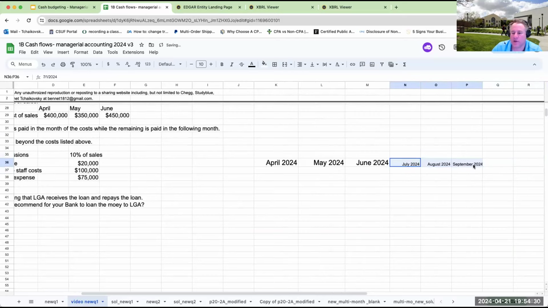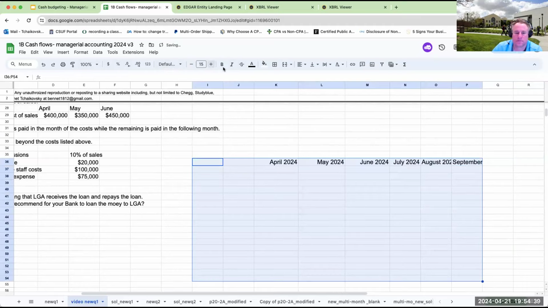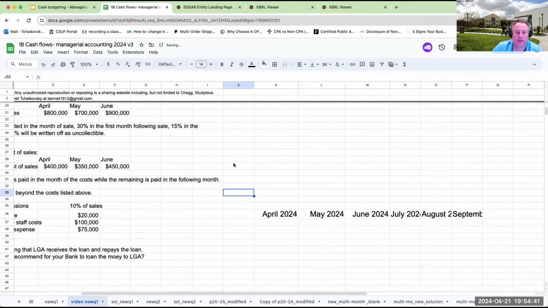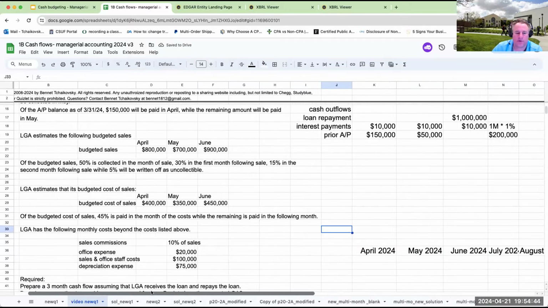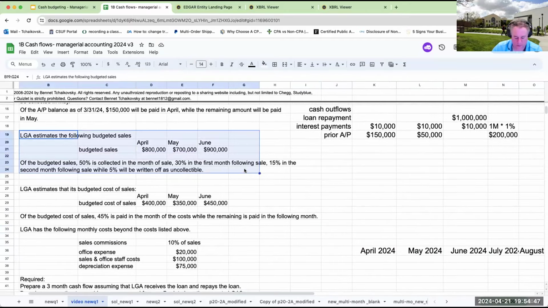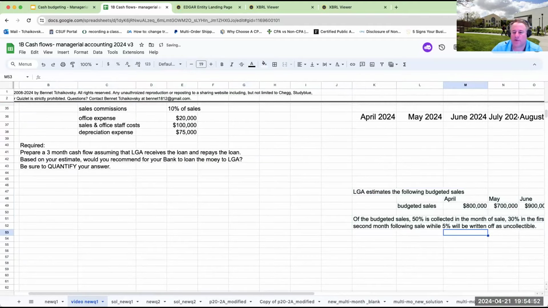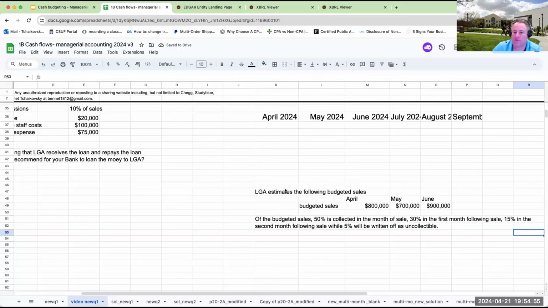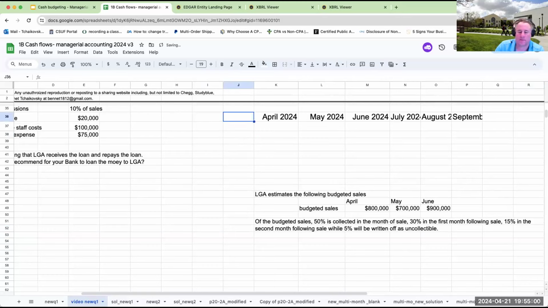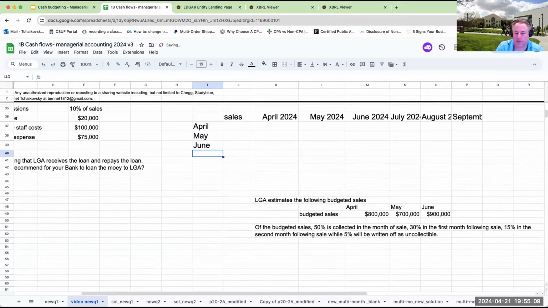Let's go through over here and we're going to chart out our sales. Okay, coming right over here, let's pull this information down. So we've got this over here, so we can go through and work with it. We're going through and estimating the following budgeted sales. Sales amounts. So this is going to be April, May, and June.